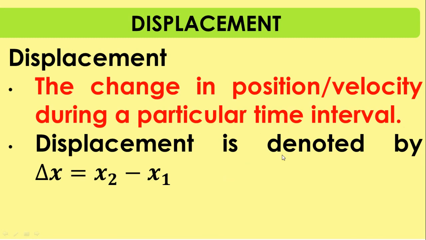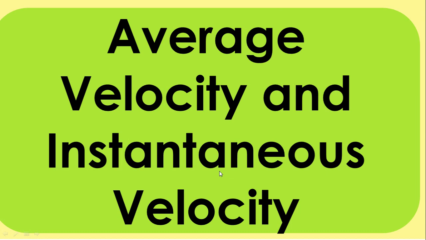And displacement is denoted by this triangle, which signifies the Greek symbol delta. This is delta x is equal to x sub 2 minus x sub 1. So paano nga po ulit natin ito ibinabasa? Again, we have the change in position is equal to the final position minus the initial position, for us to get the displacement.